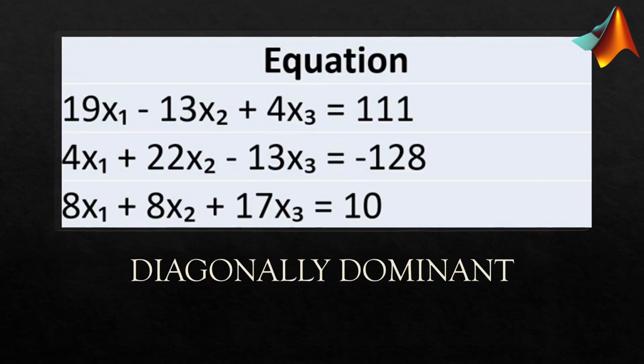These equations are an example of a diagonally dominant system. When we say diagonally dominant, the first equation must have a first term which is greater than the total absolute value of the second term and the third term. The second equation must have a second term that is greater than the absolute value of the first term and the third term. And the last equation must have a third term that is greater than the total absolute value of the first term and the second term.